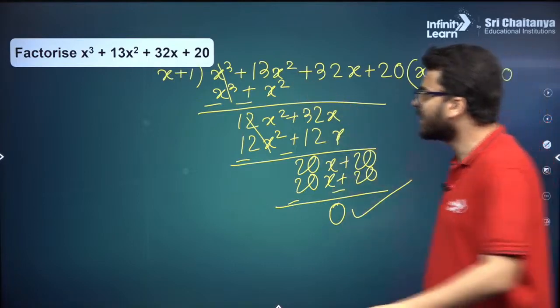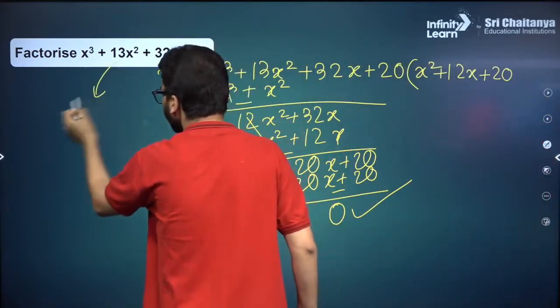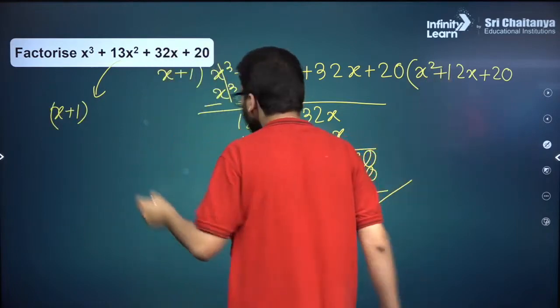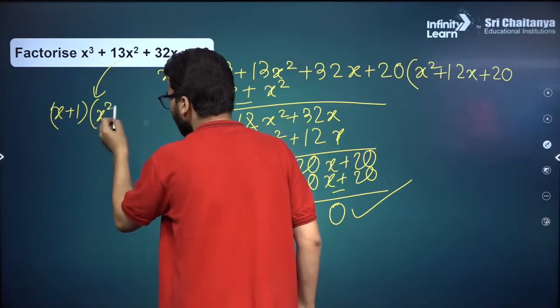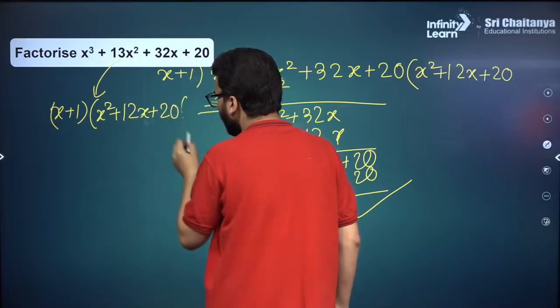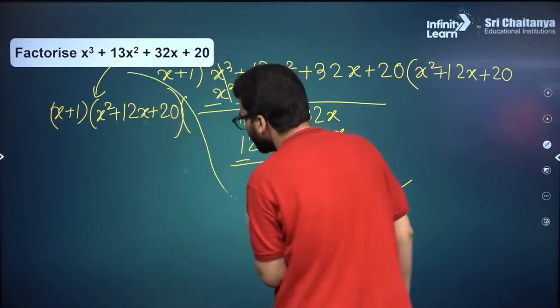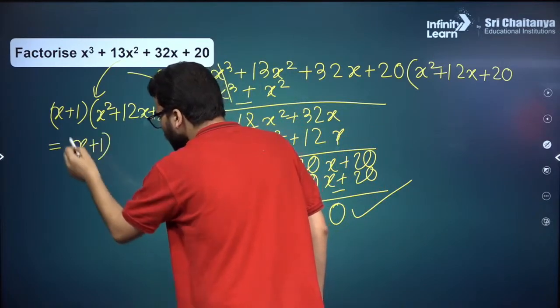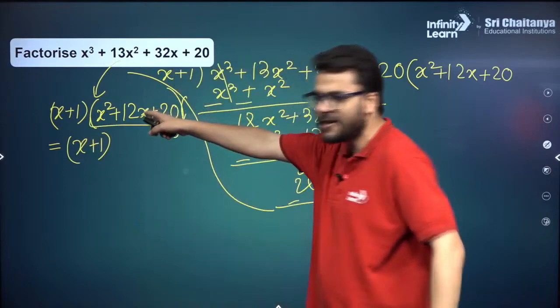So what we can say is that this polynomial is equal to x plus 1 into x square plus 12x plus 20. I hope this is clear to everybody in this session, right? So this polynomial can be written like this. Now you see this quadratic polynomial you can easily factorize.